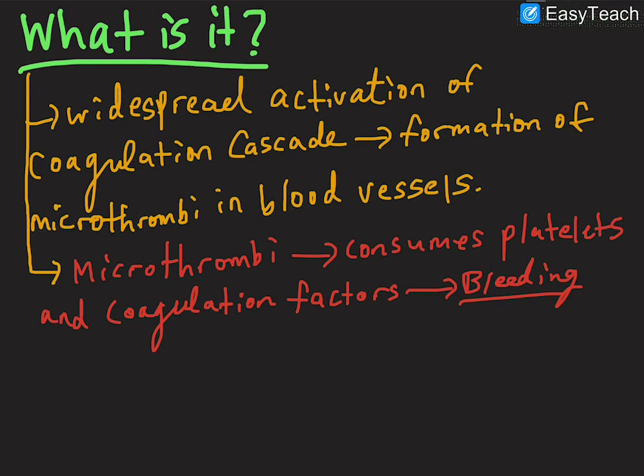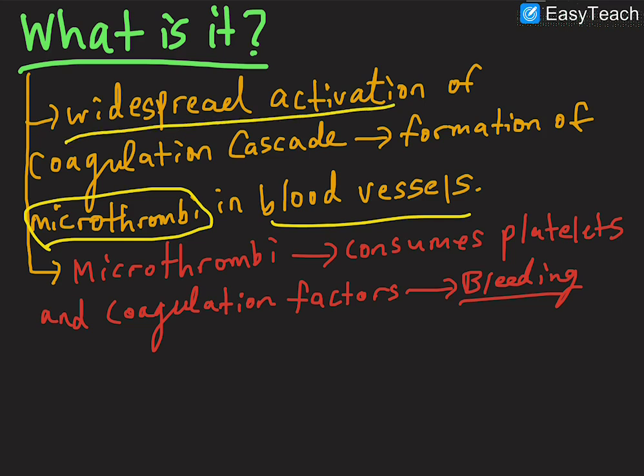If you activate the coagulation cascade in a great manner, you're going to get a lot of clot formation. So you're going to get a lot of microthrombi formation in your blood vessels because you're activating the coagulation cascade. Widespread activation. And of course, this has many causes, which we'll go over in a bit. But whatever the cause is, you get a widespread activation of your coagulation cascade, so you make a lot of clots inside your blood vessels.